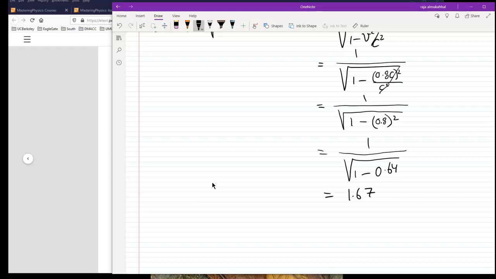Then you take the square root of that, and then the reciprocal. 1.67, that's true. Okay, so it's 1.67. So now, here's the gamma factor. There is no unit, by the way, for the gamma factor. It's just a ratio, not a ratio, I'm sorry. It's just a fudge factor, okay?